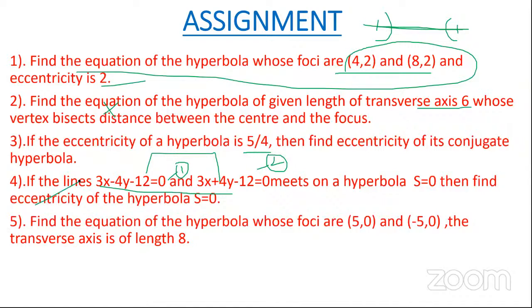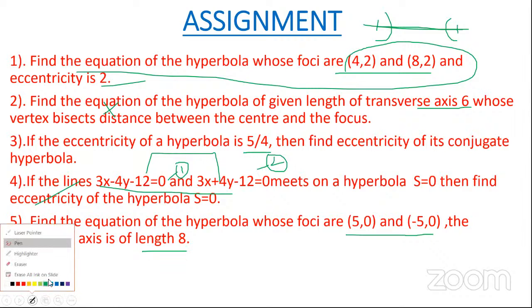And now the fifth question is to find the equation of the hyperbola whose foci are given, and the transverse axis. Okay, this is a different one. The distance between the foci and the transverse axis are given. Then you will get the relation between 2ae and a. Then you will get the a value, and from that, with ae, you will get the b value. Just substitute in the equation. This is the assignment.